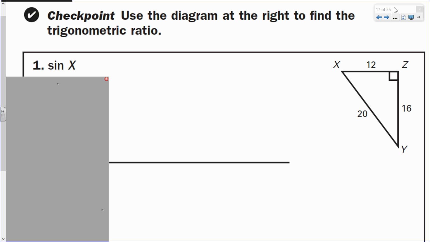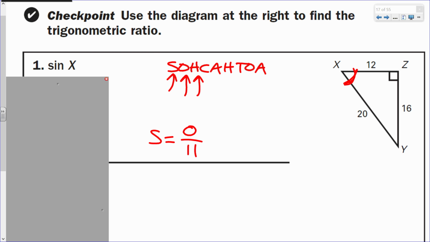Okay, so the reference angle here, let's do this together. The reference angle is x. You always figure out what reference angle you're referring to. Sine. So think SOHCAHTOA. The sine is opposite over hypotenuse. So what's the opposite of x here? We'll go on the numerator. What side is opposite to x? 16. And the hypotenuse would be 20.